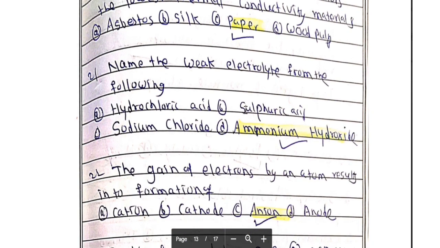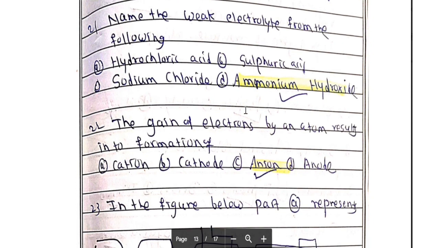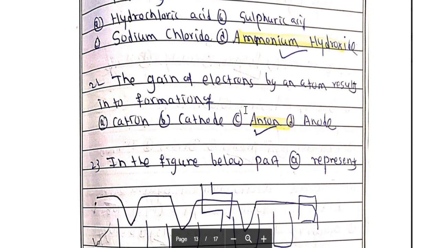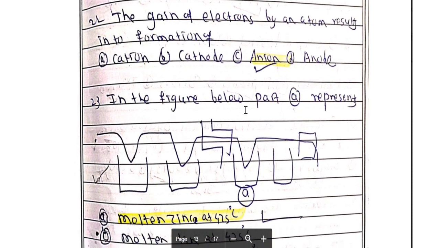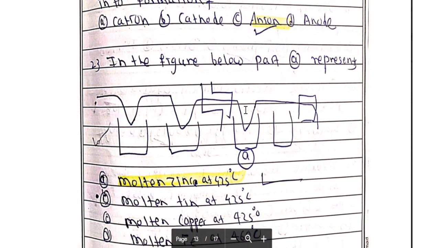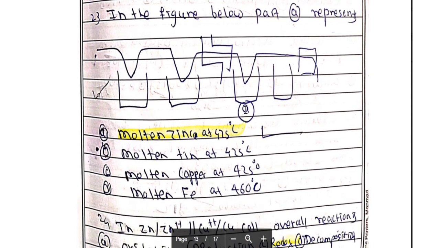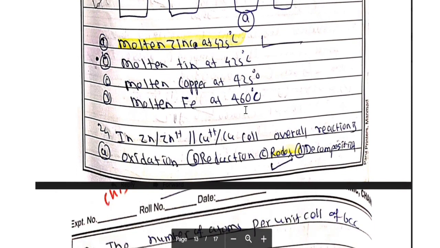Name the weak electrolyte from the following. Ammonium hydroxide is the weak electrolyte. The gain of electrons by an atom results in the formation of anion. In the figure given below, A represents what? A represents molten zinc at temperature 425 degrees Celsius.